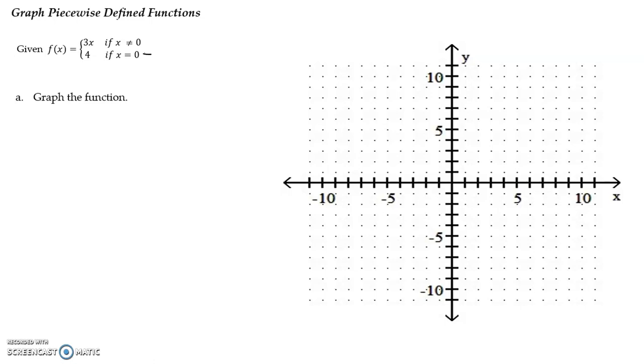I'm actually going to start with the second piece. If we have an x value of 0, our f of x value is 4, which is the same thing as saying our y value is 4. So we have the point (0, 4). Let's go ahead and plot that on our graph.